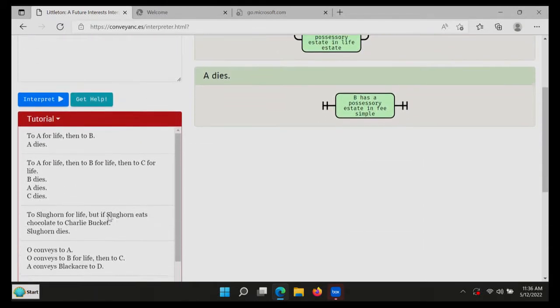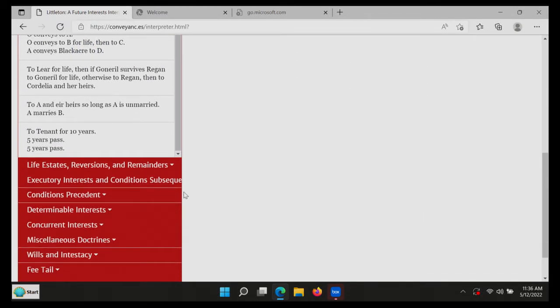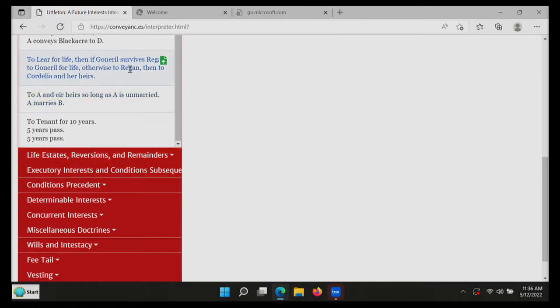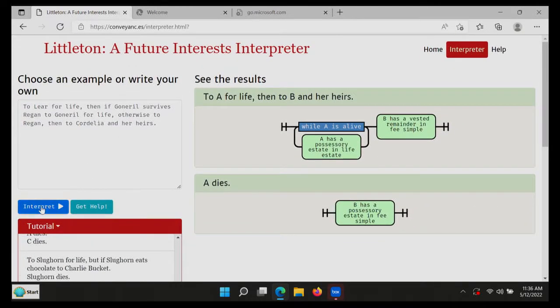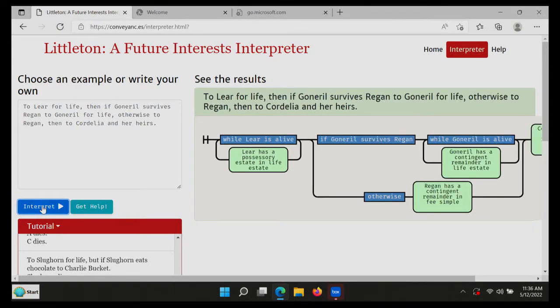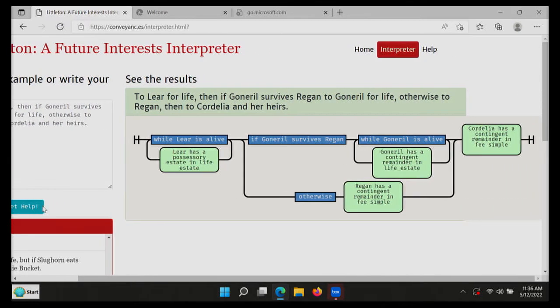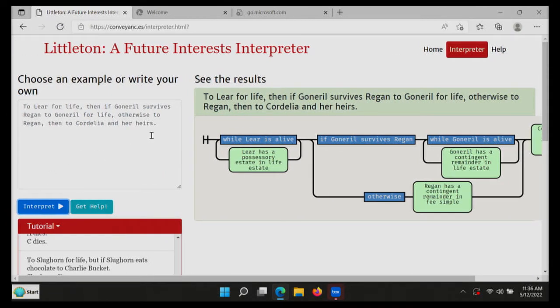So we could put in a more complicated example. Let's do this one, and we'll hit the interpret button. And so now, to Lear for life gives Lear a possessory estate in life estate. Then if Goneril survives Regan, to Goneril for life, otherwise to Regan. So both Goneril and Regan have what we would have called contingent remainders in life estate, followed by a contingent remainder in Cordelia. Well, let's see what happens if we update the title in some way.